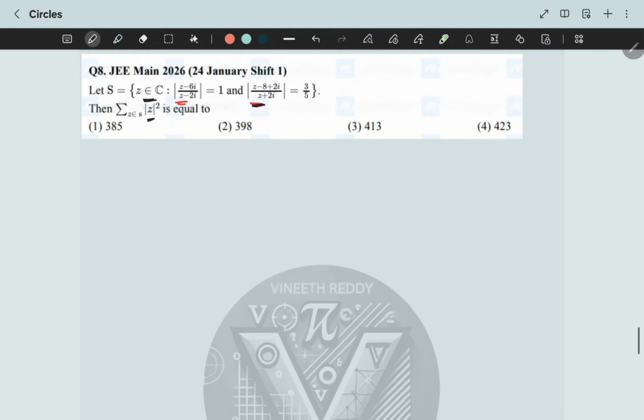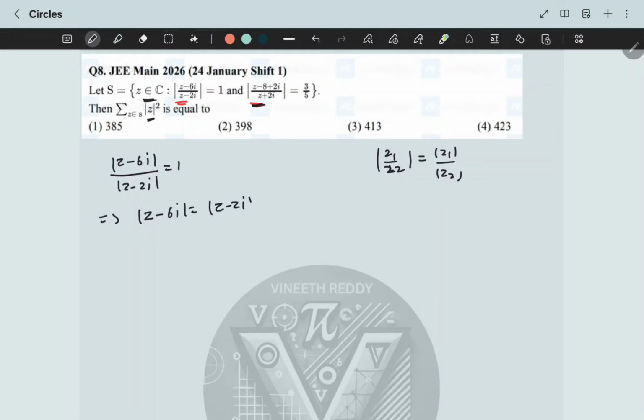So z belongs to C, a complex number. He's telling the first part: let us take mod of z minus 6 iota divided by mod of z minus 2 iota is equal to 1. Mod of z1 by z2 we can write as mod z1 by mod z2. Now we can cross multiply here. Mod z minus 6 iota is equal to mod z minus 2 iota.